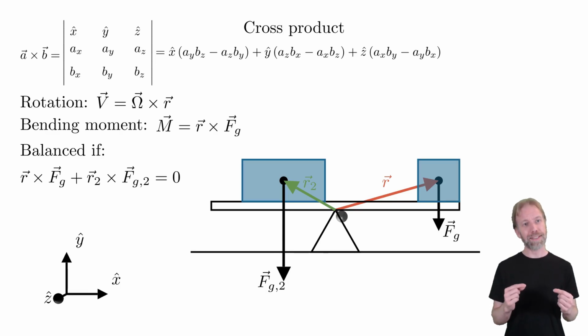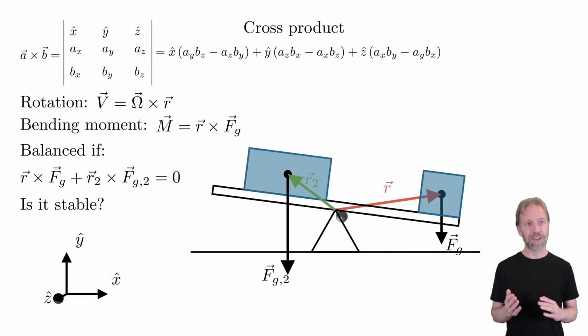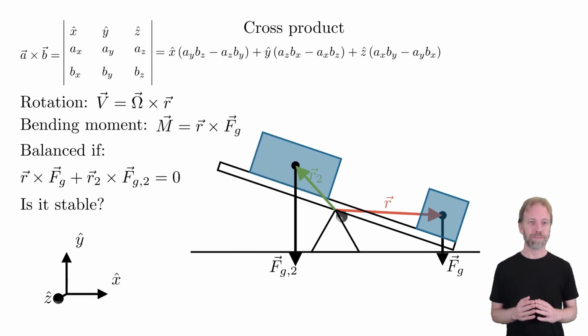Assume that we have placed the second weight in the correct position to create a balanced system. The next question is, is it stable? And what do we mean by that? Assume that we disturb the system by moving it in one direction, here, tilt to the right. If the system rotates back to its starting position, it is stable. If it stays tilted, it's not stable.